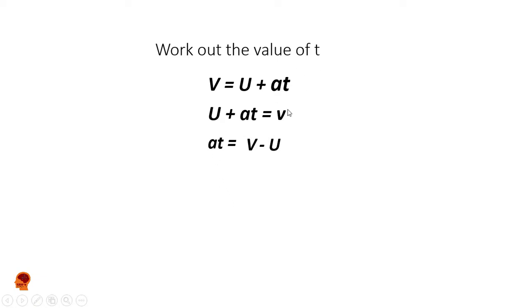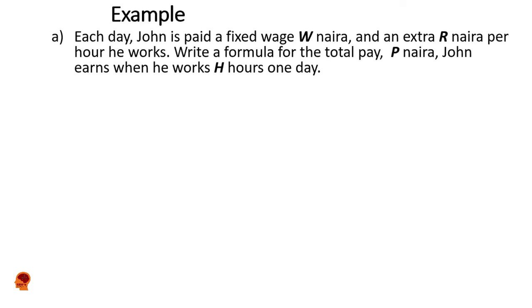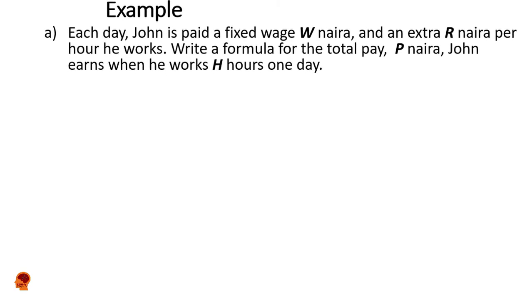Now, since we want to make T the subject of the formula, we are going to divide both sides. Do not forget, this is one side, which is called the left hand side, and this is the right hand side. So we are going to divide both sides by A, leaving T, because we want to make T the subject of the formula. Then we're going to have T equals V minus U all over A. Now we have made T the subject of the formula. It is very simple.